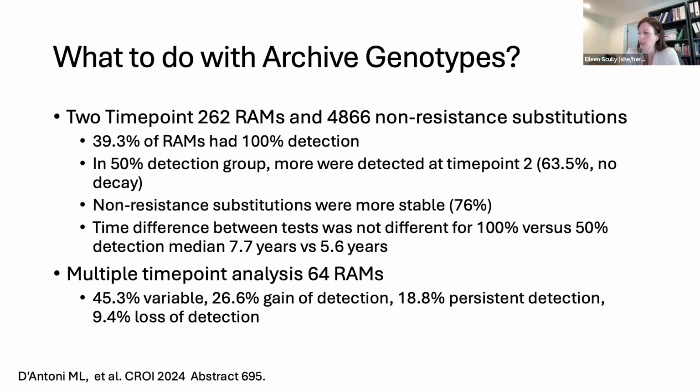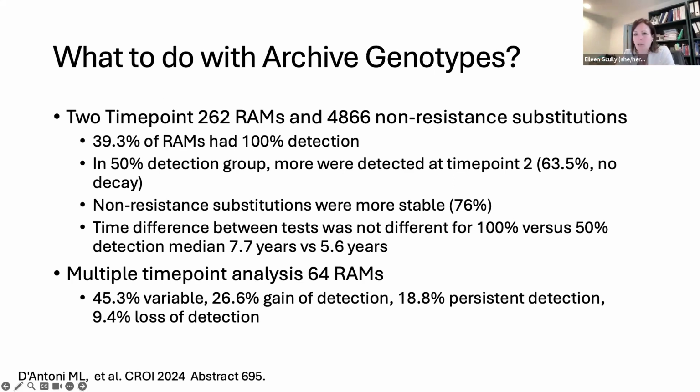So the 100% detection samples, so ones in which the K103N, for example, was seen both times, the median time between the 2 was 7.7 years. And in those where it was only detected half the time, the median time between the time points was 5.5 years. So in their multiple time point analysis, this is when they had lots of different proviral genotypes, 45% of them were variable, meaning detected at some times and not at others. 26% went from not detected to detected during a period of full suppression, and only 18% were detected at all time points, and about 9% were lost over time.